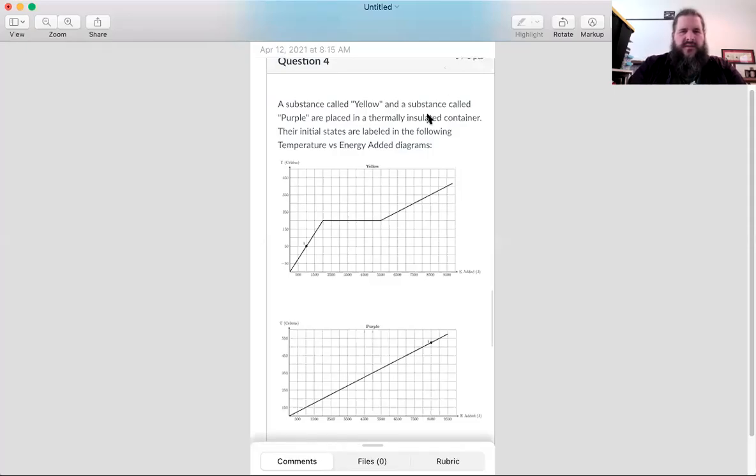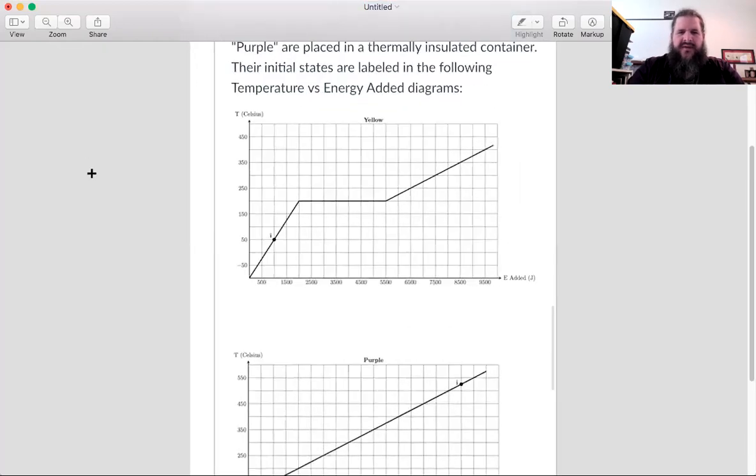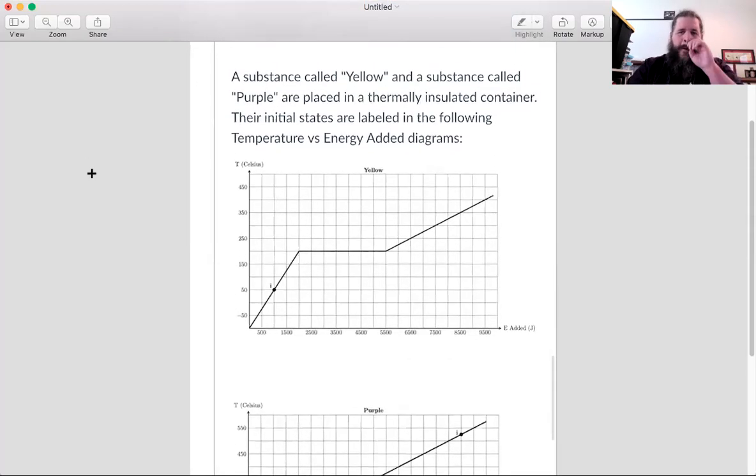Okay, in this question, we've got these two substances called yellow and purple in a thermally insulated container, so we should assume it's a closed system. Their initial states are marked on these diagrams. We don't really have any given numerical values, but we do have these graphs that I think are going to tell us everything we need to know.